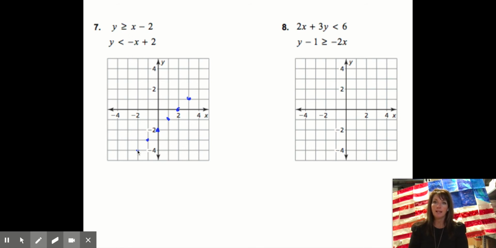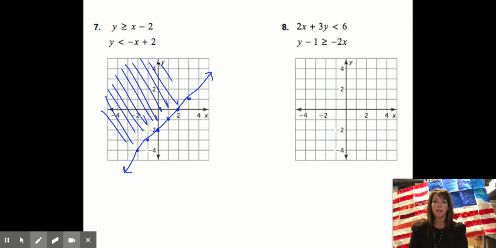Now I'm going to have a solid blue line. Okay, solid blue line. Now, is 0, 0 a solution? Is 0 greater than or equal to -2? Yes. So that means that I want to shade in this half of the plane. Okay, I've done the first line.